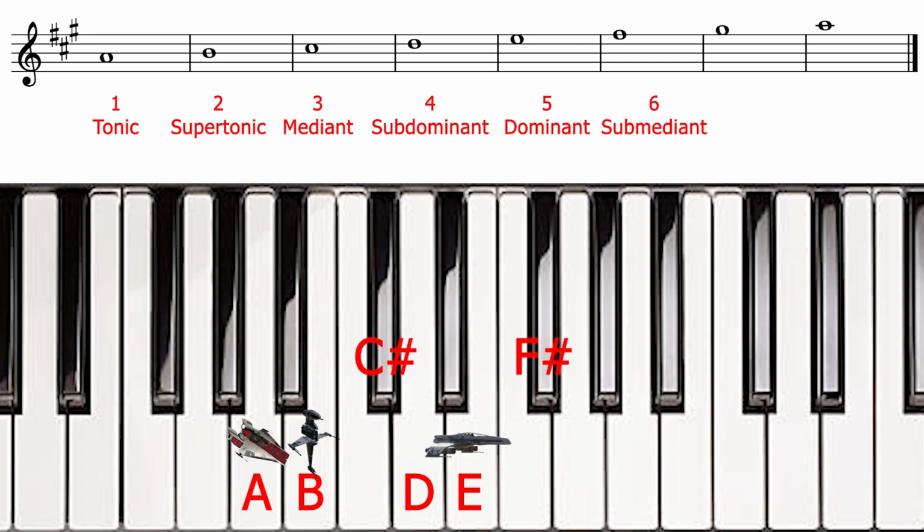F sharp would be the sixth scale degree or submediant, and G sharp would be the seventh scale degree or leading tone. After that, we return to A, which is still 1 and the tonic.